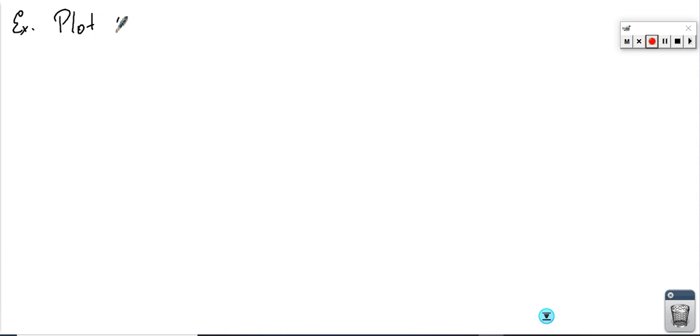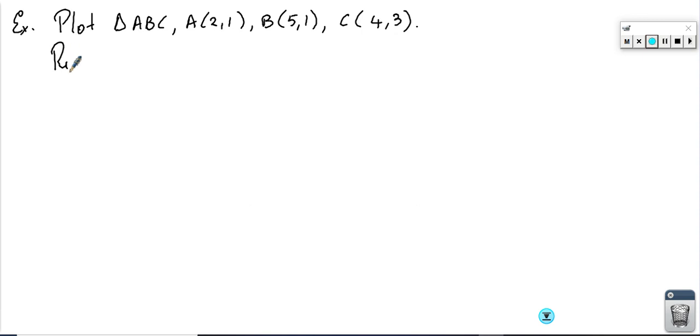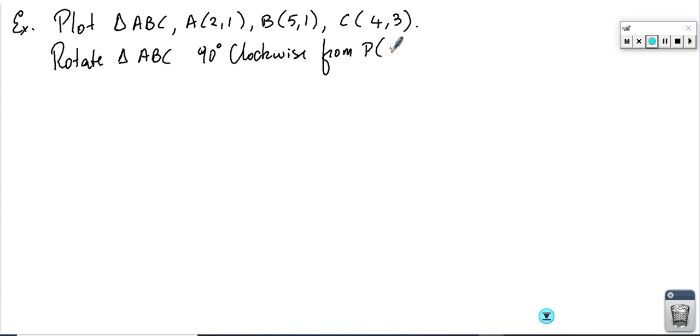So I'm going to plot triangle ABC, having coordinates A(2, 1), B(5, 1), and C(4, 3). I have changed our original triangle a little bit. We're going to rotate triangle ABC by 90 degrees clockwise, this time from the point (-2, 3), and we'll see what's going to happen.